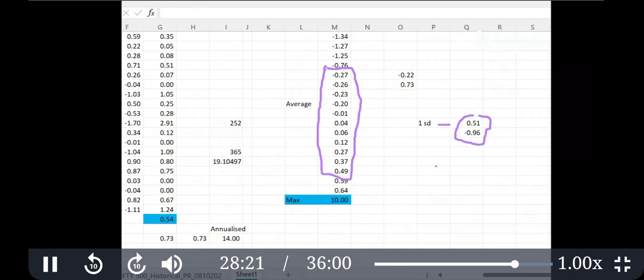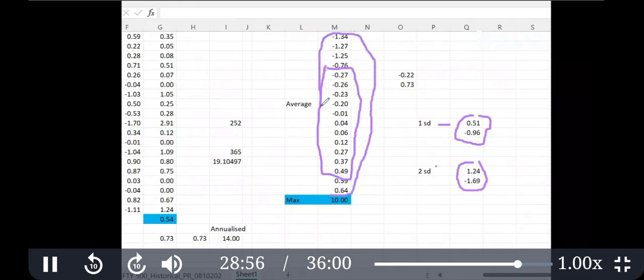Now, if you want to find the two standard deviation range, the upside will be average plus 2 multiplied by standard deviation, and the lower will be average minus 2 times standard deviation. This will have 95% of the data between them. Now you can see 1.24 to 1.69, so this is covering almost 95% of the data. This is a very small dataset. If you take huge data, then you will see the effect.